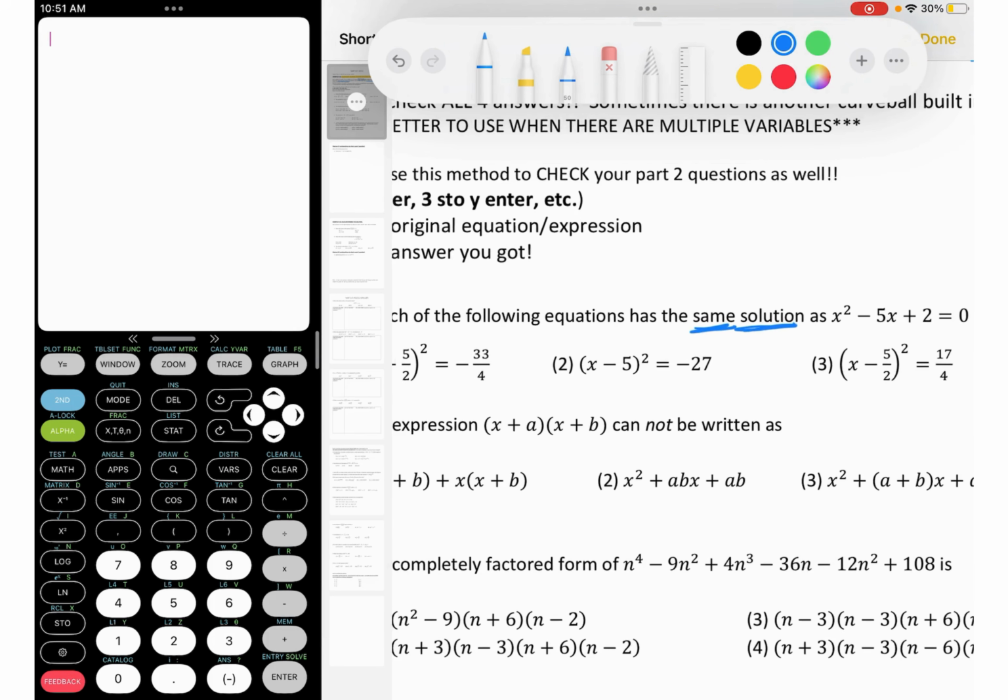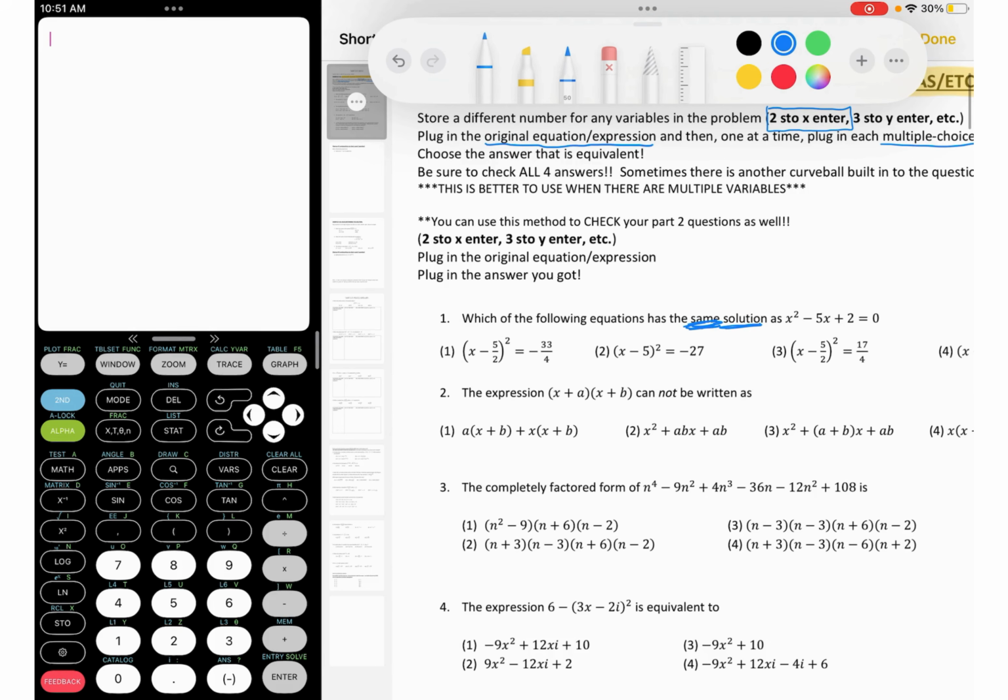So what you are going to do, because it has that same word, it's like looking for that equal expression, is set up 2 store x enter. So I'm going to do 2 store x enter in my calculator. Now, next I have to plug in the original equation. So what I boxed in over here is what I'm going to plug into my calculator. So it's x squared minus 5x plus 2. And I get an answer of -4.